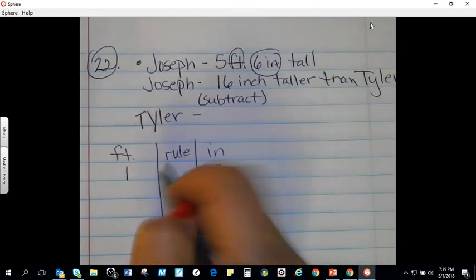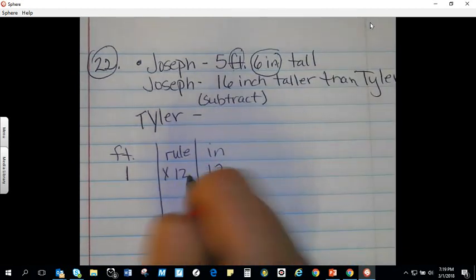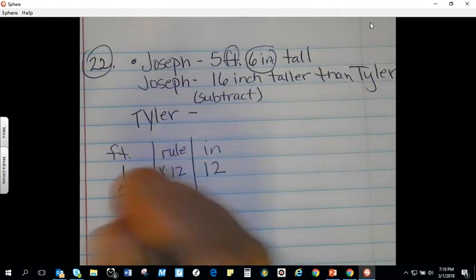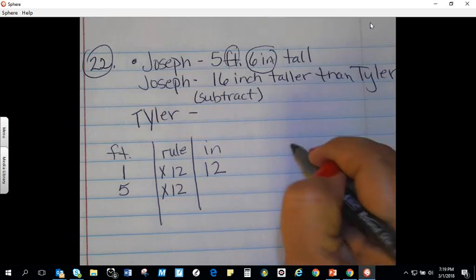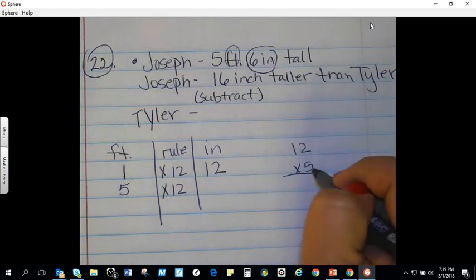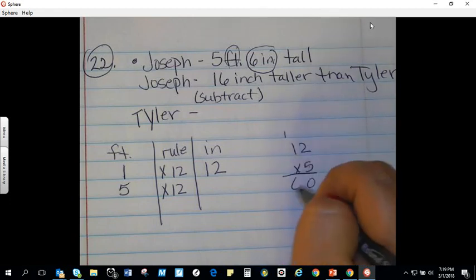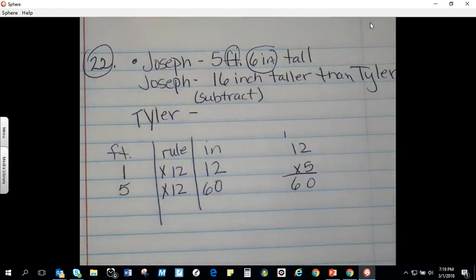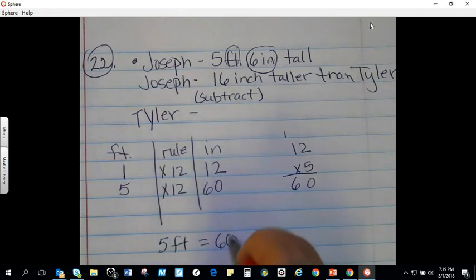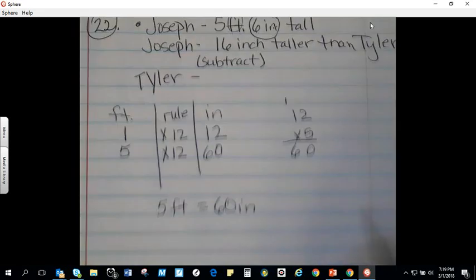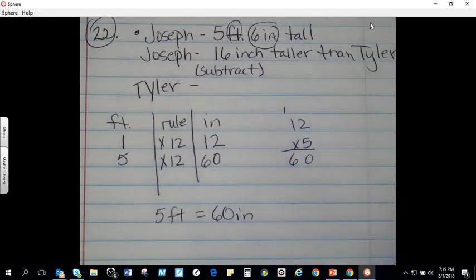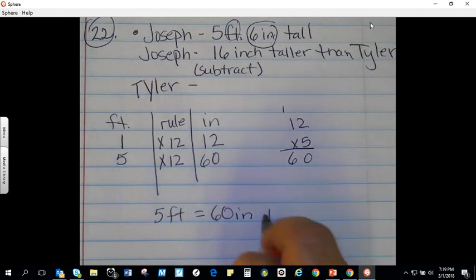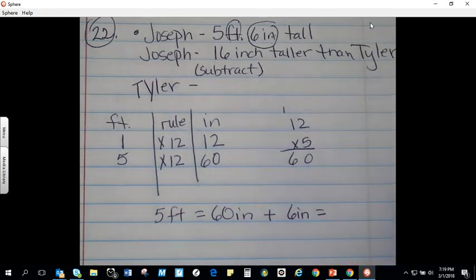My rule is 1 times 12. If he is 5 feet tall, 5 times 12, and if some of you don't remember, 5 times 2 is 10, carry my 1, 5 times 1 is 5, plus 1 is 6. So it's equal to 60 inches. Okay, so I have 5 feet is equal to 60 inches. Now remember, he's 6 inches tall, so I need to add my 6 inches. So how many inches does that give me then? You're right, 66 inches.